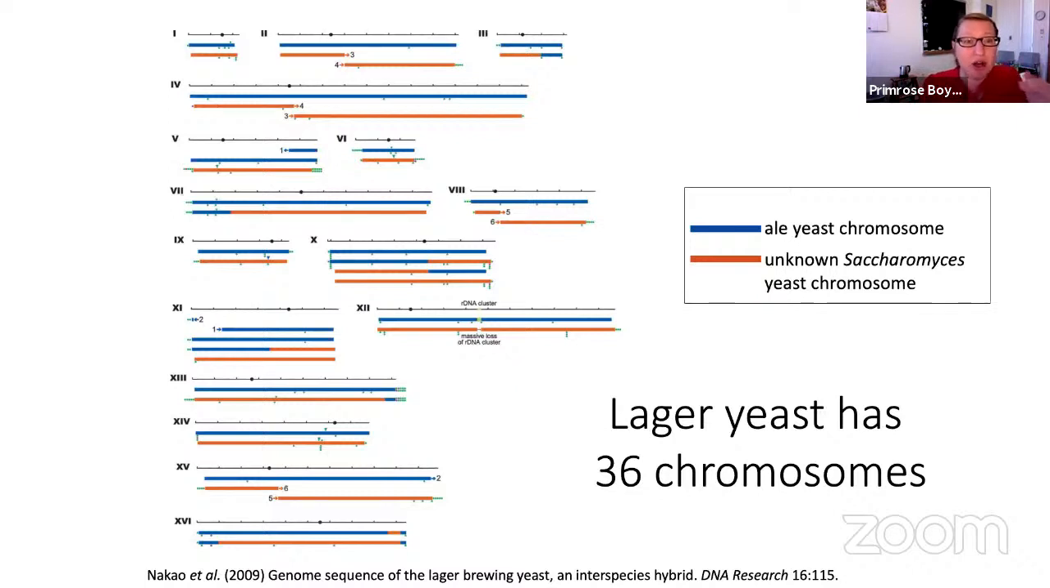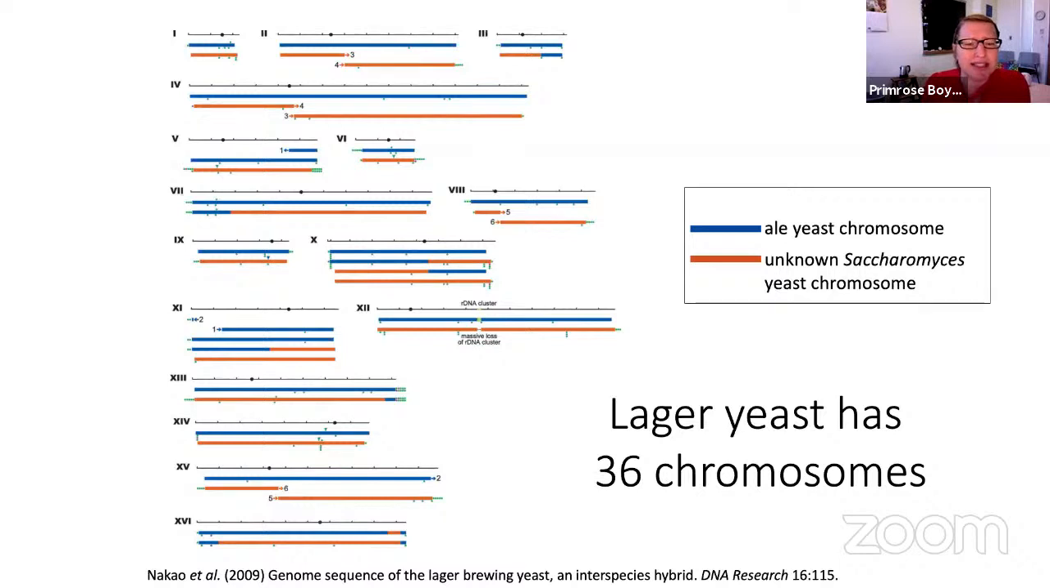Those are coded in blue here. The chromosomes coded in orange don't match that ale chromosome exactly. They're close, but they're different enough that they seem to be a different species. For example, you could line up the chromosomes of Cerevisiae and paradoxus also pretty well, but there'd be some differences. There's more differences between this unknown kind of chromosome and the ale yeast chromosome.